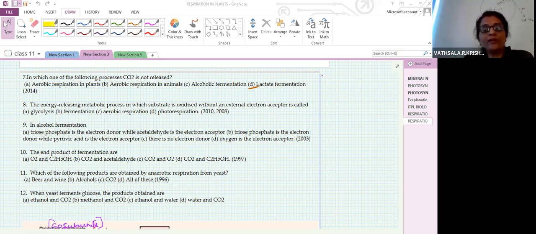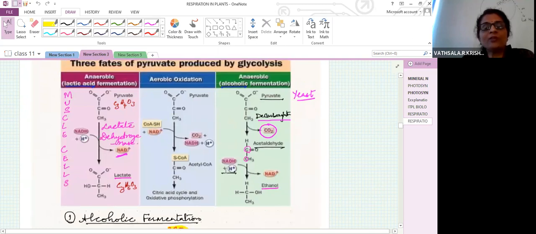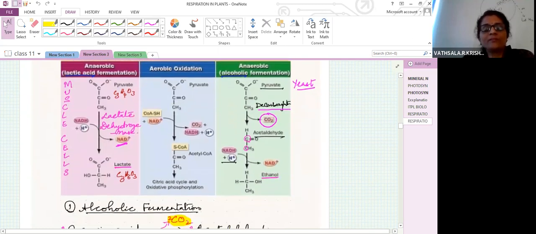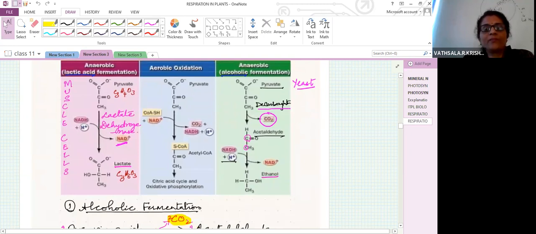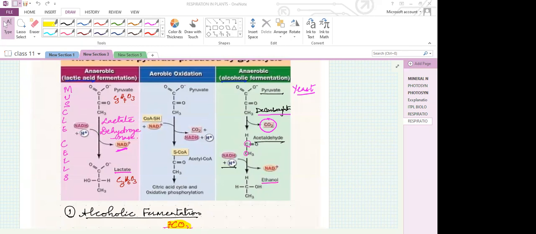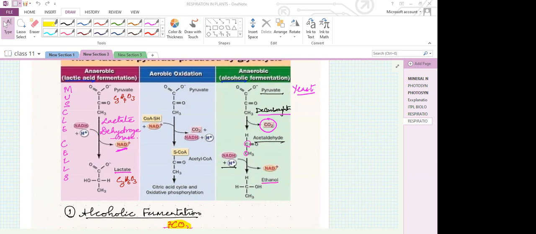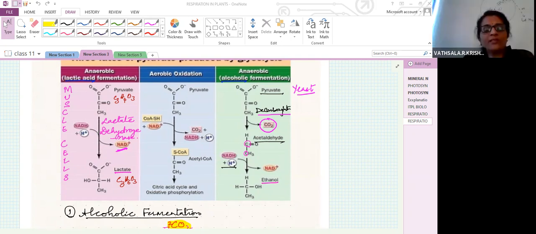So I'm showing the screen. Can you see the screen? Okay, let me show you here. See, alcoholic fermentation, what is the case? Just take a look. Can you see the screen? Yes. Akash, Vihan, Purvi. Yes, ma'am. So what's your answer there?